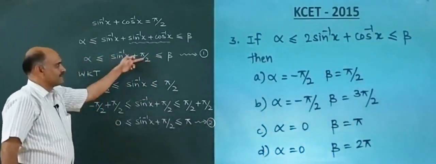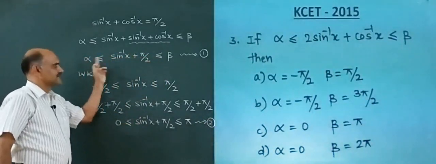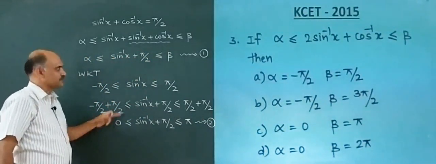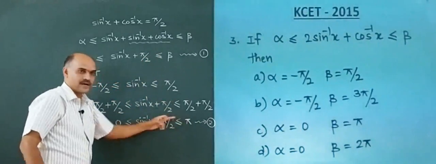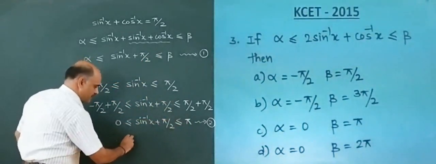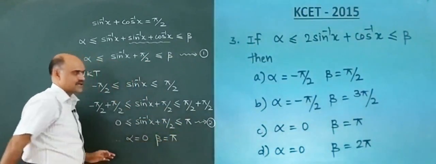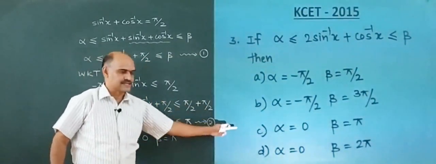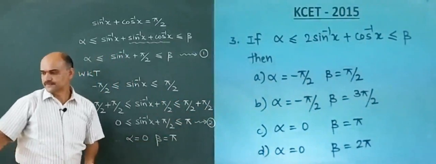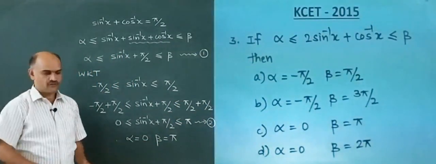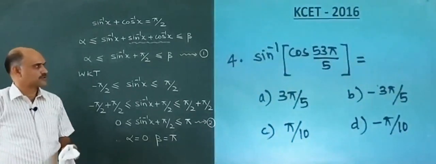Now compare 1 and 2, you will get the values of alpha and beta. If you compare, alpha is equal to 0, beta is equal to pi. Therefore alpha is equal to 0, beta is equal to pi. Means our answer is option C. Next, we will go for the next one, the fourth.